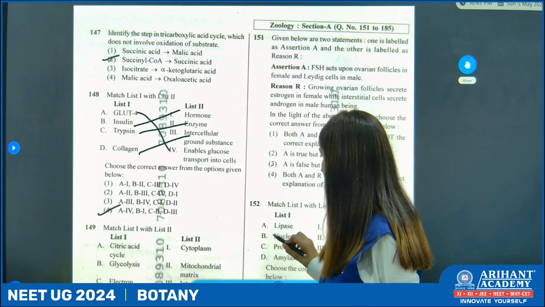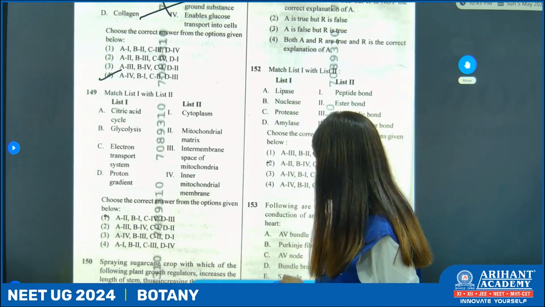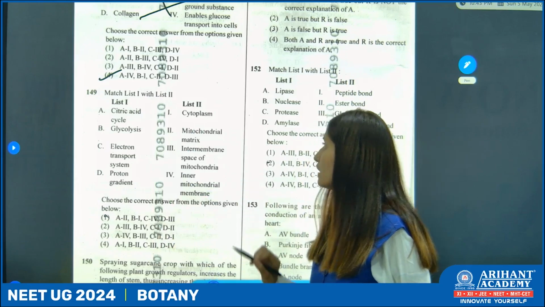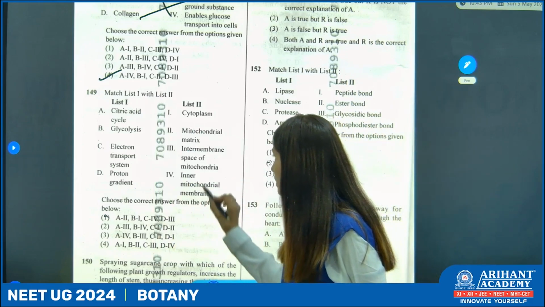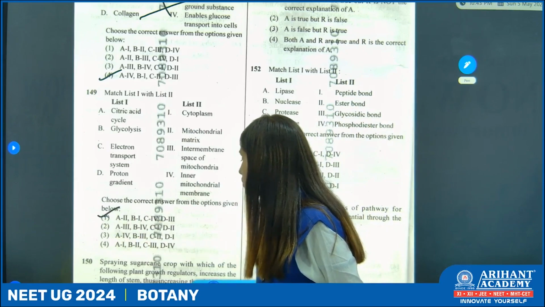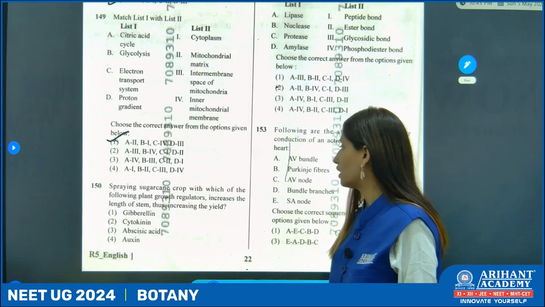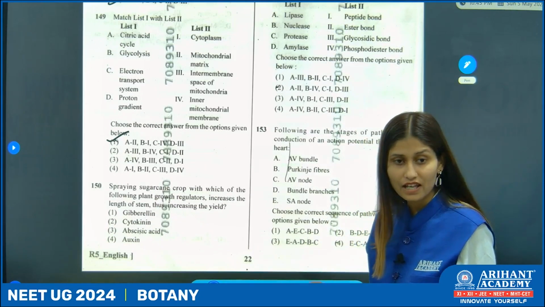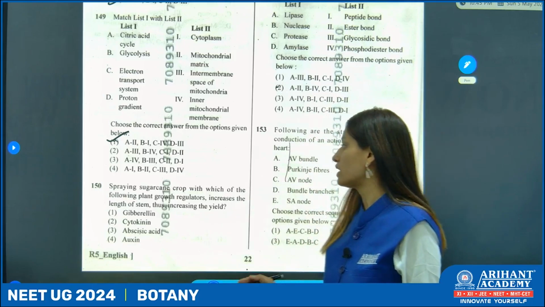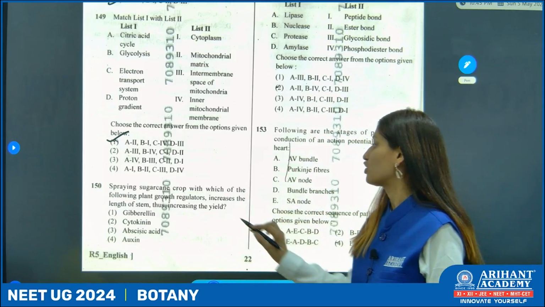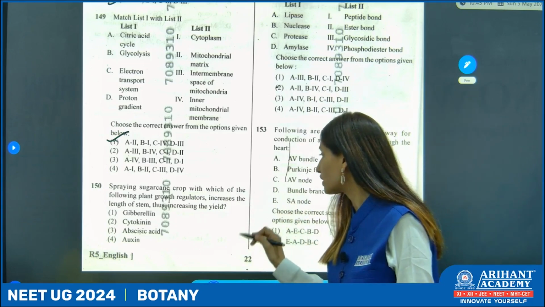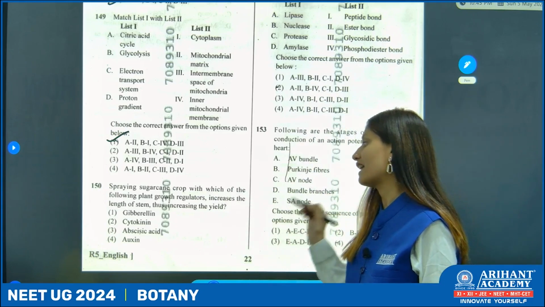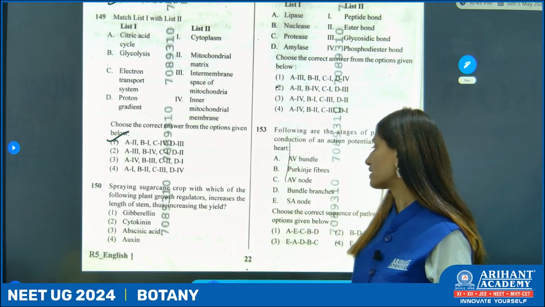Okay, next question. Again, so many match the following questions are given, and it is a very easy paper. Okay, so for this, it is very easy to identify. Okay, so let's see the next question, the last question of the botany part. So here, the given question is, spraying sugarcane with which of the following plant growth regulators increases the length of the stem, thus increasing the yield?